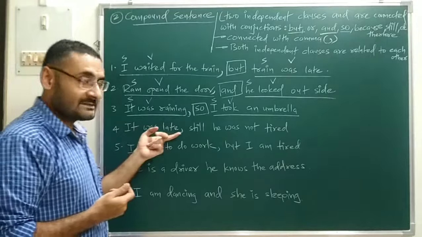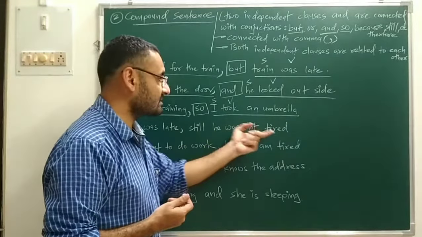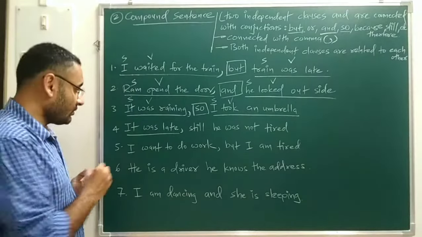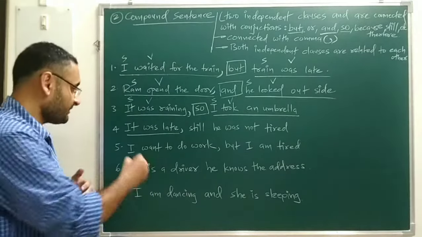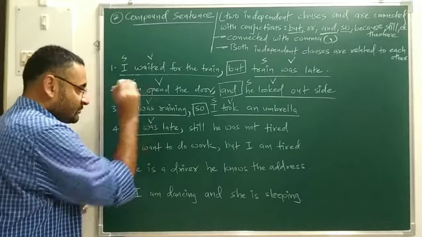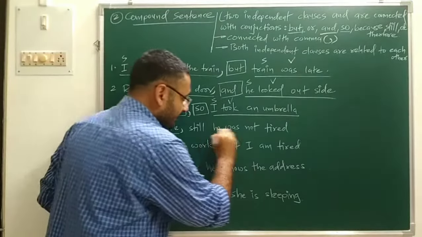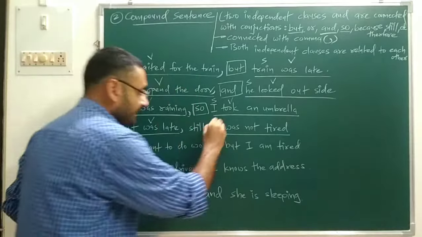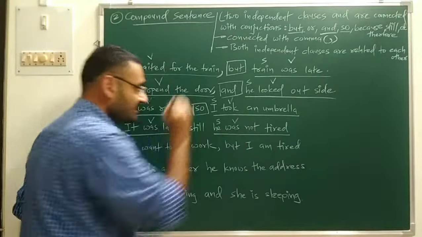Next is, it was late, still he was not tired. Again, it was late is one independent clause, complete expression is given, it is subject, was is verb. Then another independent clause is, he was not tired, complete information is given, in which he is subject, was is verb.